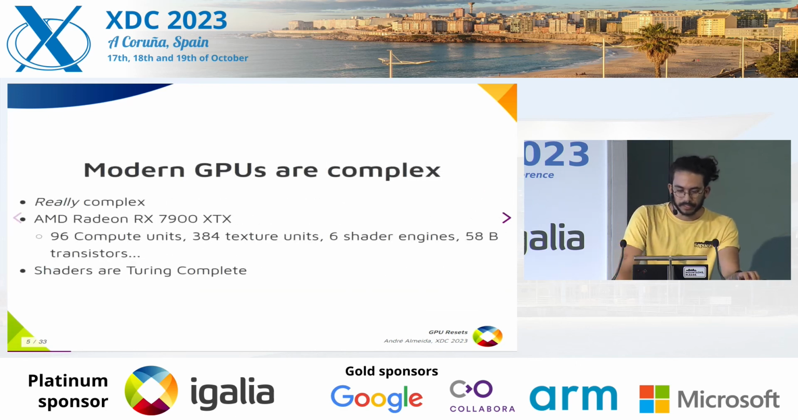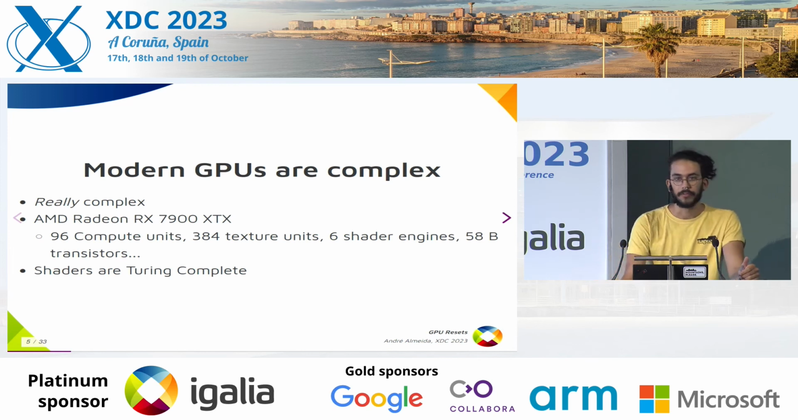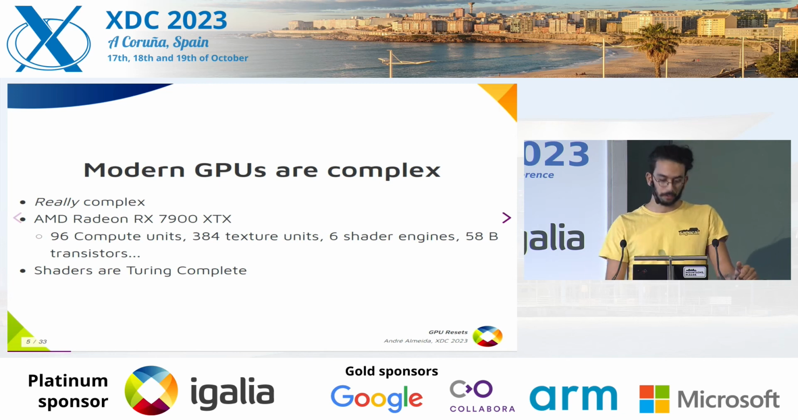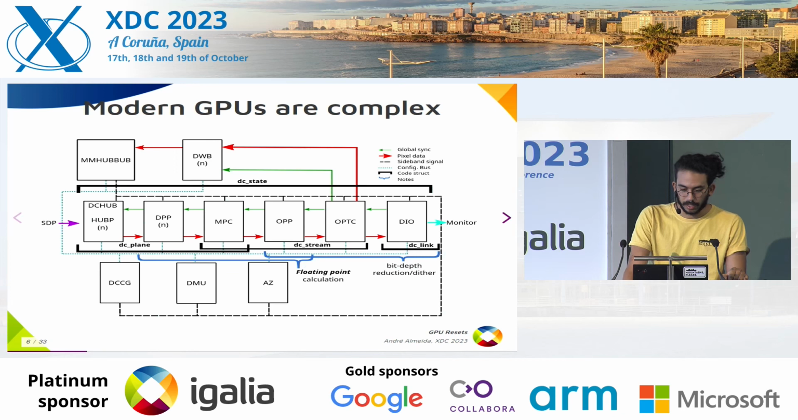That happens because modern GPUs are very, very complex. As Melissa showed yesterday, they have a lot of different features, a lot of different compute units, transistors, and on top of that, shaders are Turing complete. So you have a lot of undecidable problems to know if your shader will stop eventually or not. So this is a pipeline just for the display of AMD.